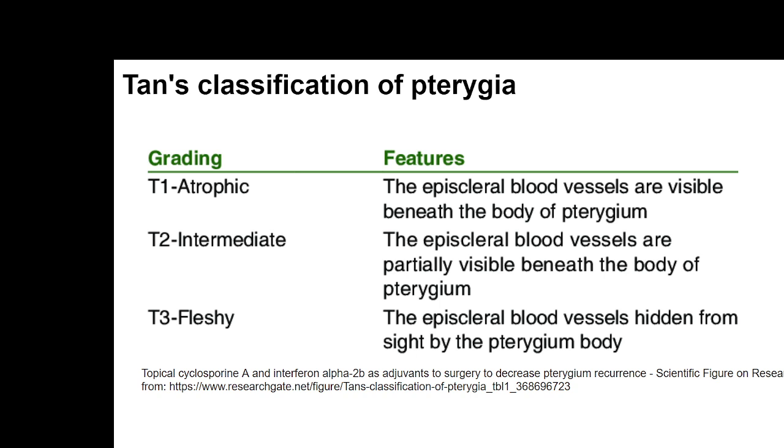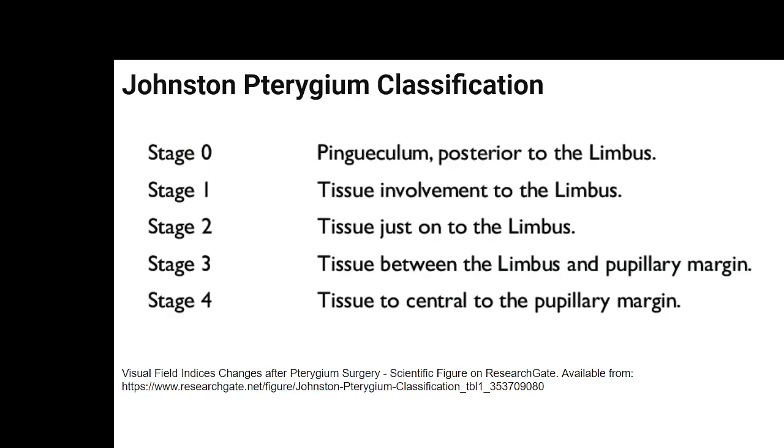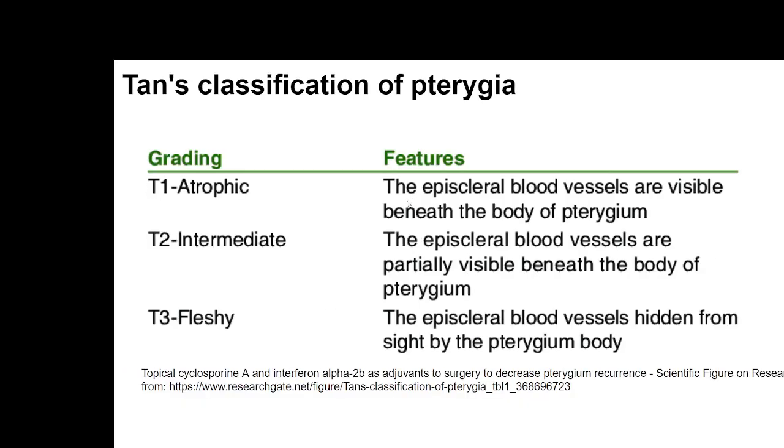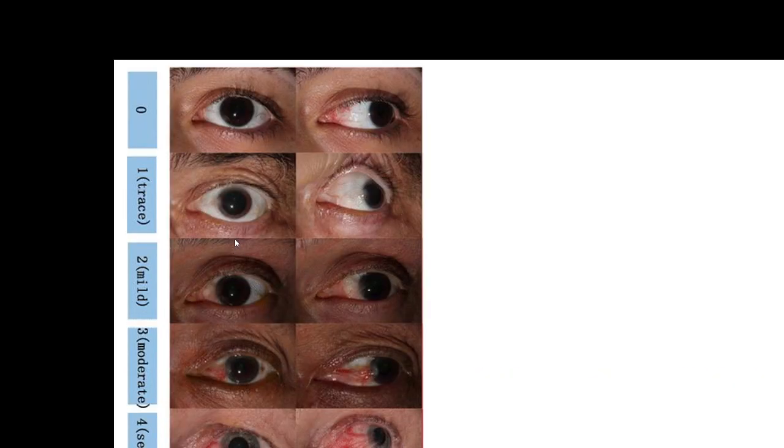Now all this importance of the classification is when you go into the description of the different varieties of the arma. The prastari arma is the one where it's limited to the shukla bhaga, but tanu, it's thin as such, something like the first stage as such. The different stages of the pterygium as you see in the patients would be the first degree, of course, it's very thin, the first classification stage.